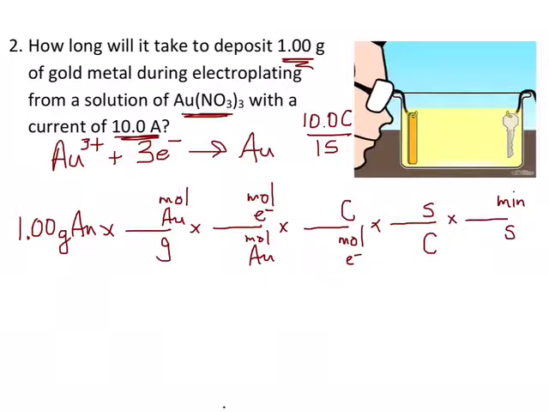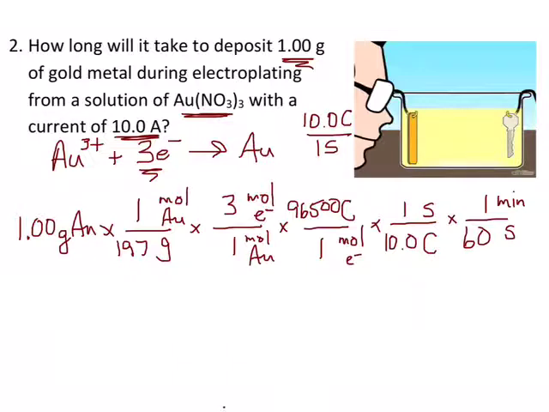The first unit multiplier is the molar mass of gold. 1 mole of gold weighs 197 grams. That's got 3 sig figs, so I don't need to include any decimal places. The half reaction, 3 moles of electrons will produce 1 mole of gold. The Faraday, 1 mole of electrons, carries 96,500 coulombs of charge. The current was 10.0 coulombs per second, and 1 minute has 60 seconds. So that should do it.